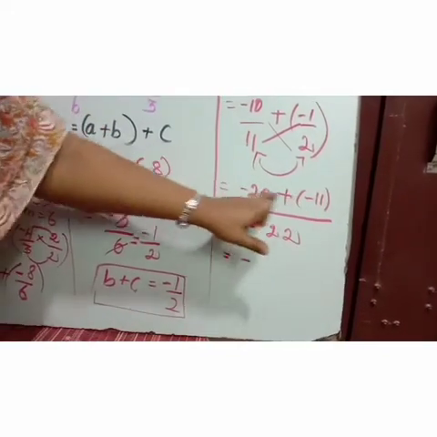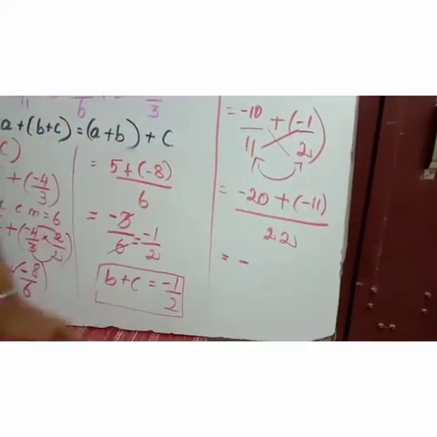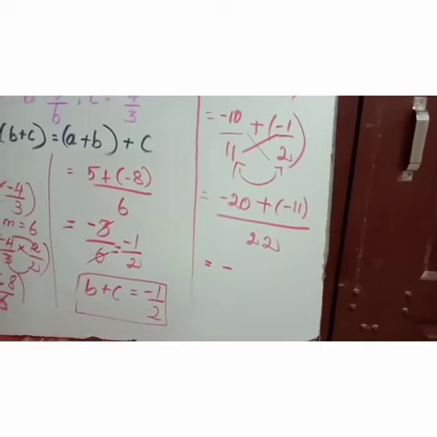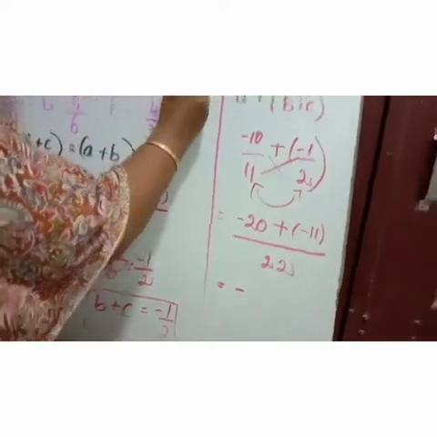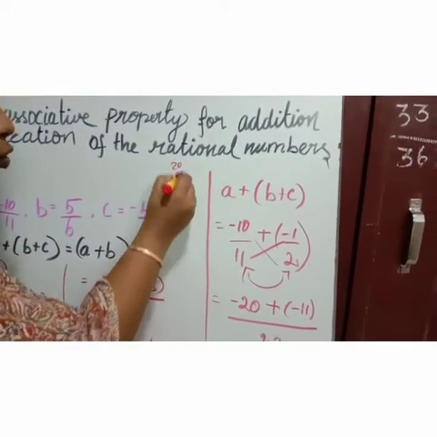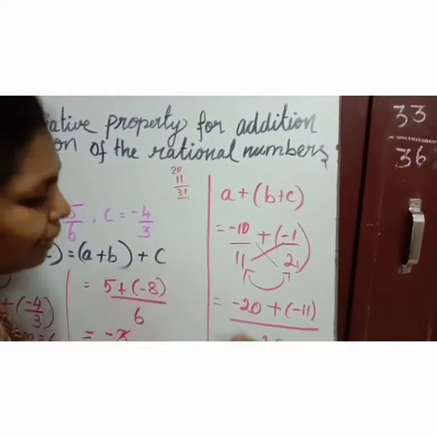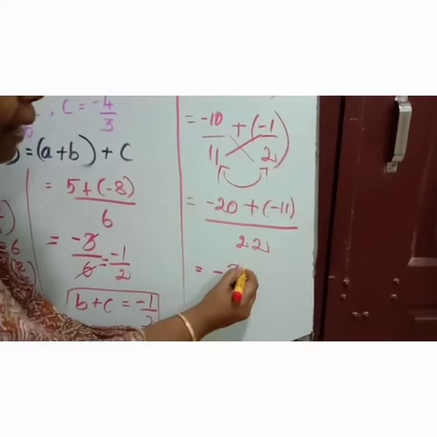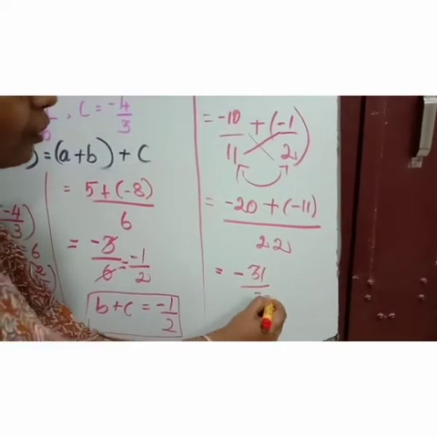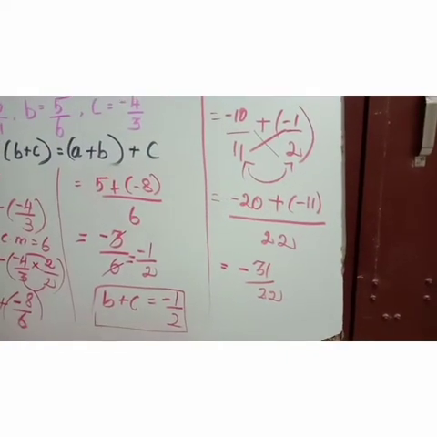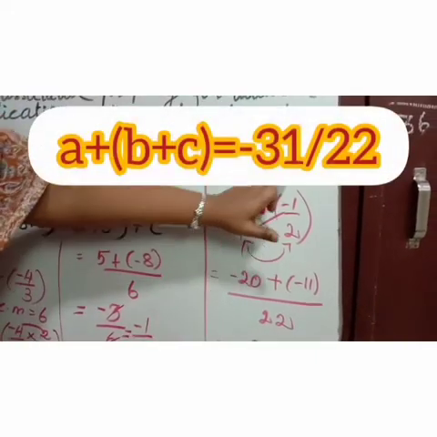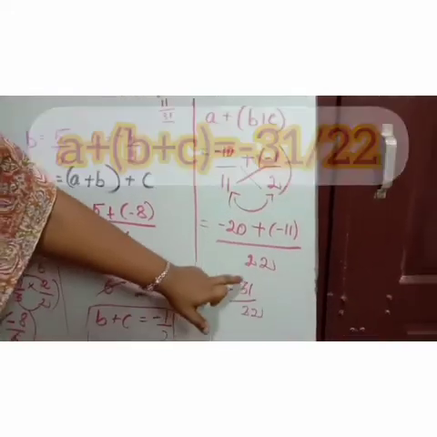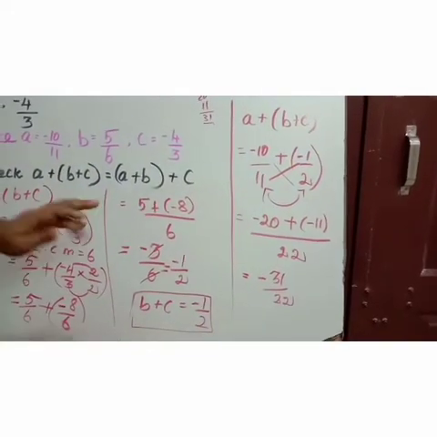So here, like signs, so I am going to add these two numbers. 20 plus 11, what is the answer? 20 plus 11: 1 plus 0, 1; 2 plus 1, 3. So 20 plus 11 is equal to minus 31 divided by 22. So A plus (B plus C) is equal to minus 31 divided by 22.